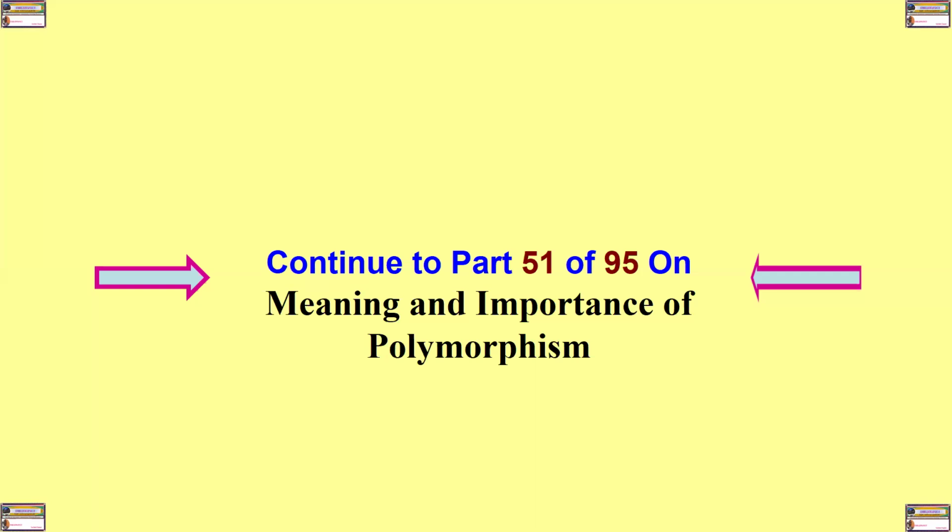And therefore, you can continue to part 51 of 95, in which we are going to commence learning on a very important attribute or characteristic of object-oriented programming that we call polymorphism. And there, in part 51, I'm going to look at the meaning and the importance of polymorphism.